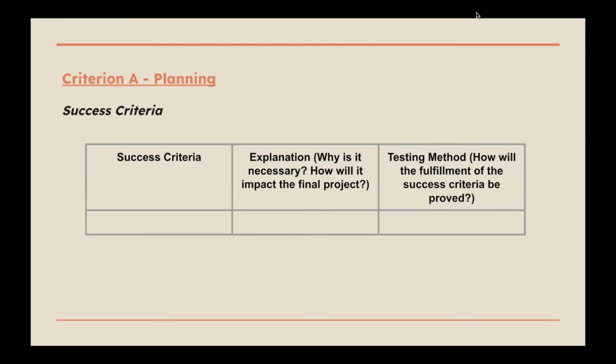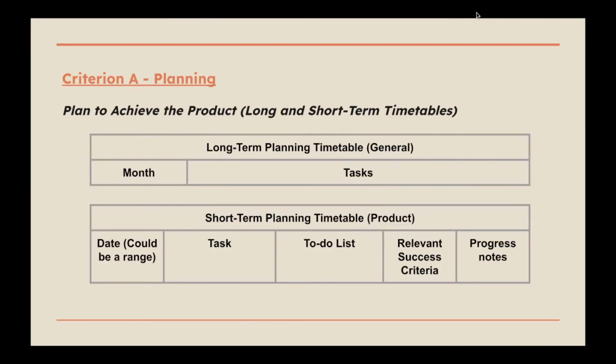For criterion A, there's the success criteria where you separate into the success criteria, explanation on it, and the testing method you use to prove it. There's also the short and long term timetable, in which a long term timetable is more towards the general project, which includes the report making, meeting your supervisor, stuff like that. And the short term planning is more towards specifically what do you do to make your product.